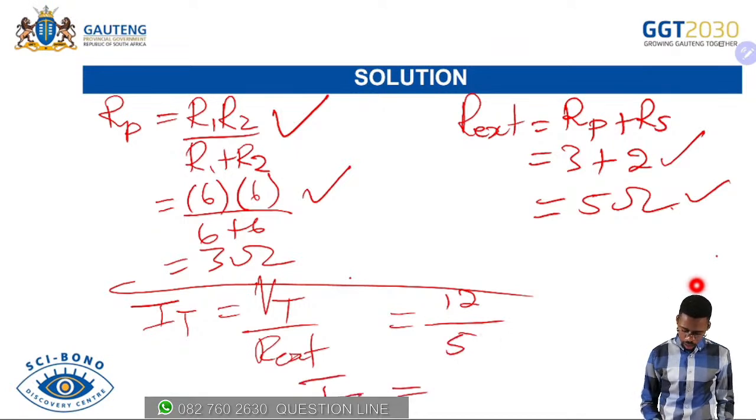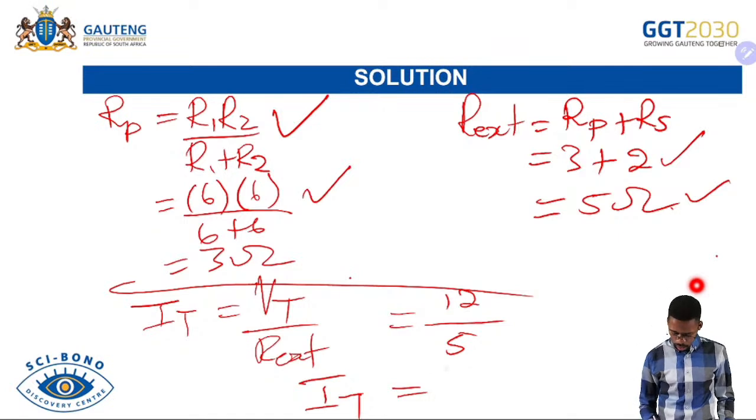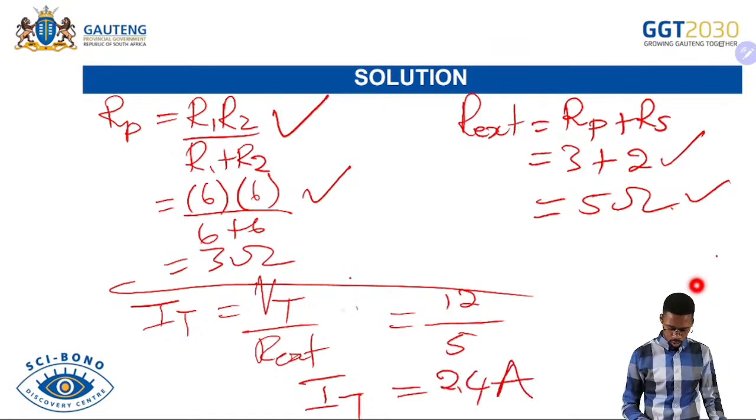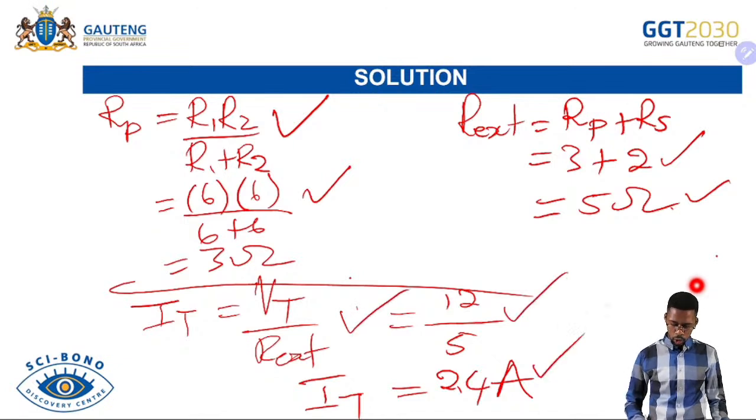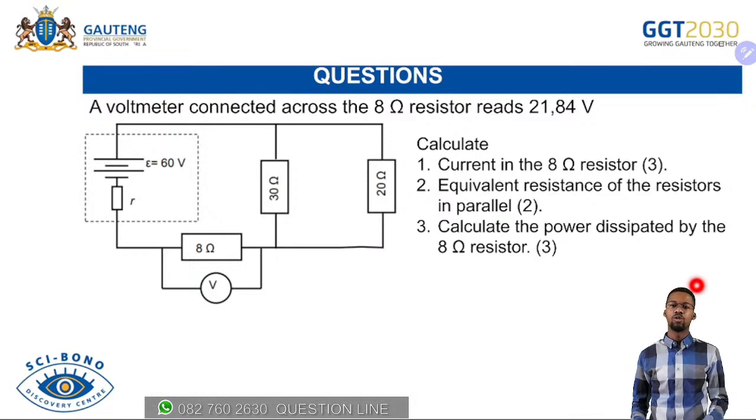So what will be the total current that flows in series? It's 12 divided by 5, and I think that our answer is going to be 2,4 amperes. So this is 3 marks: 1 mark for the formula, 1 mark for substitution, 1 mark for the final answer. So this is what the question wanted us to do. Now let's move on. I'm also going to give you 10 minutes to do this calculation. 10 minutes.